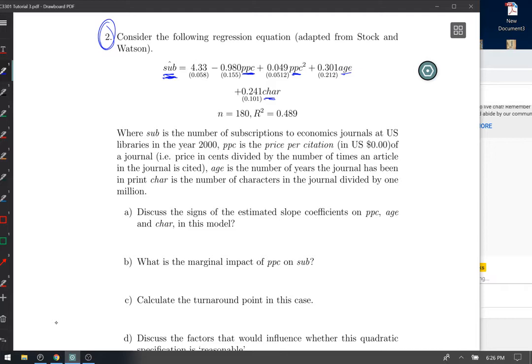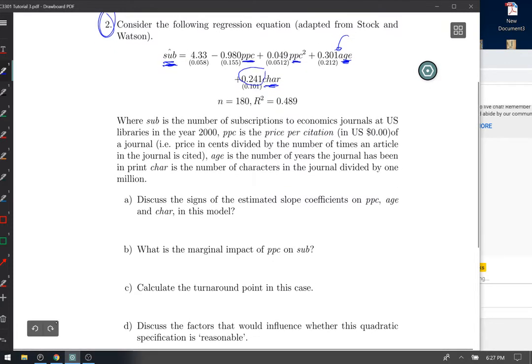The age has a positive effect. You've got a positive estimated coefficient. Again, older journals tend to be the more established, well-known journals, so it makes sense that older journals have higher subscriptions, which is found in this example to be a positive relationship. And again, the characters could be a measure of the length of the journal, so there could be more information in there, so it makes sense that that could have a positive effect, and that's what is found in this sample with a positive coefficient. So what is the marginal effect of PPC on subscription?